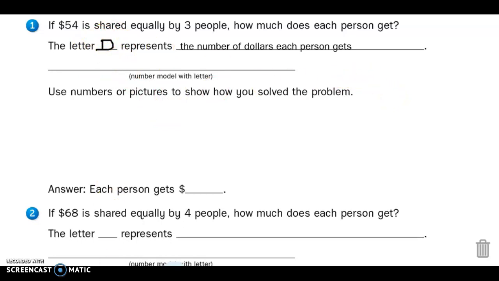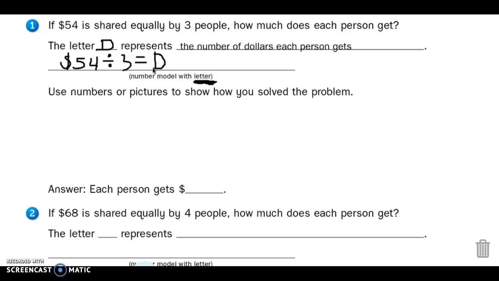Okay, now we have to come up with a number model with a letter. That means we aren't solving it. We need to write an equation that has a letter, and we chose D. Okay, so I know there's $54 total, and it needs to be divided equally into how many groups? Equally by 3 people. Well, to put them equally, I need to divide. So I could have 54 divided by 3, and do I know my answer? No, not yet. So my answer is D, because this will tell me how many dollars each person gets.